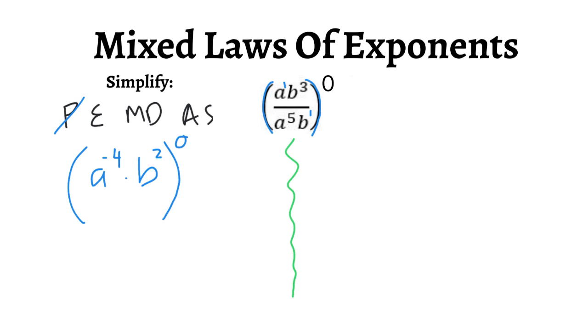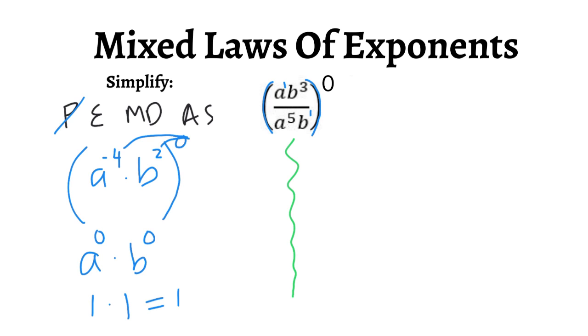So as I distribute, I have 0 times negative 4, which is a, well, the parentheses is going to go away, a to the 0, and 0 times 2 is also 0. If we remember, anything to the 0 power means that a to the 0 is really just going to be 1, and b to the 0 is also going to be 1. And 1 times 1 equals 1. So this whole thing just equals 1.